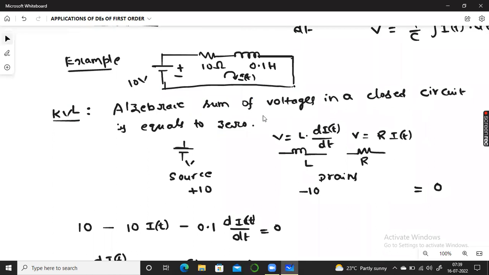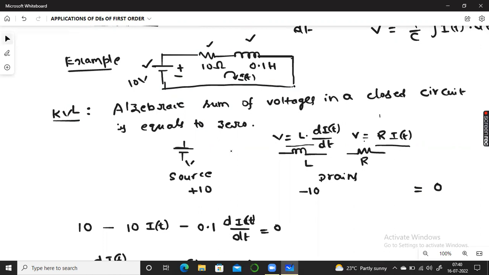Algebraic sum of the voltages in a closed circuit is equal to zero. So this is the source, what it is giving, like voltage. This is the symbol, and these are the drains. So algebraic means source is plus, drain is minus. And how to write the voltage equation for that particular element, you should know. For that, I am writing here. For voltage in a resistor, V is equal to R into I of t. For voltage in an inductor, V is equal to L into dI of t by dt.